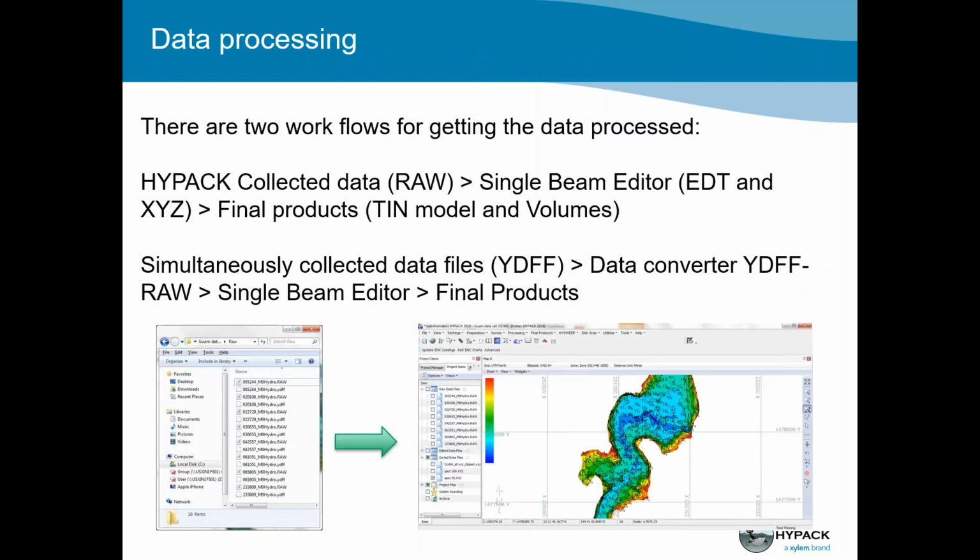Data processing. In general, there are two workflows to process your data. When you collect your data in HYPACK, the data is called raw. This data goes straight into the single beam editor. You edit the data, and then you put it into final products, which is modeling or volume calculation or whatever it is.